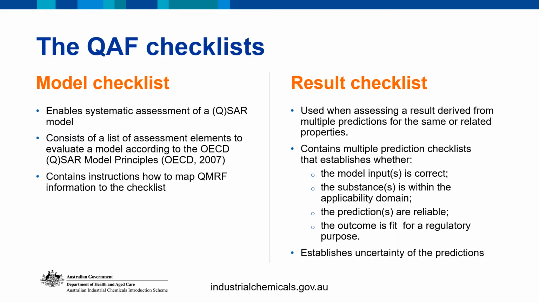The result checklist is used when assessing multiple predictions, and it establishes whether the model's input is correct, the substance is within the applicability domain, the predictions are reliable, and the outcome is fit for a regulatory purpose. It also establishes uncertainty of the predictions.